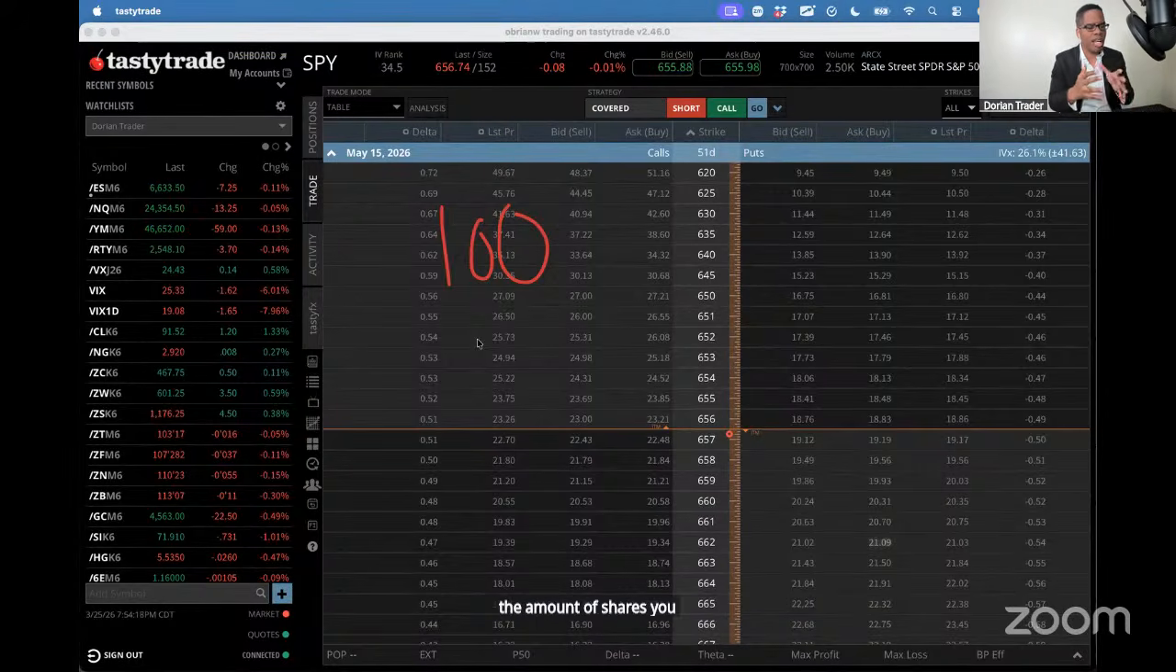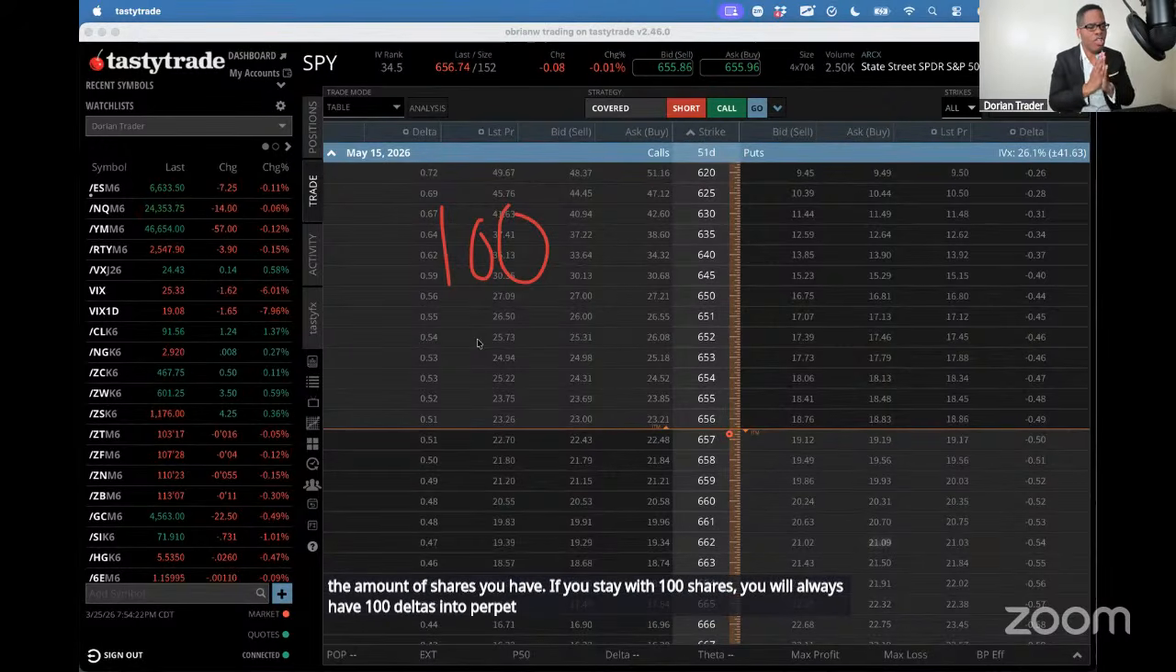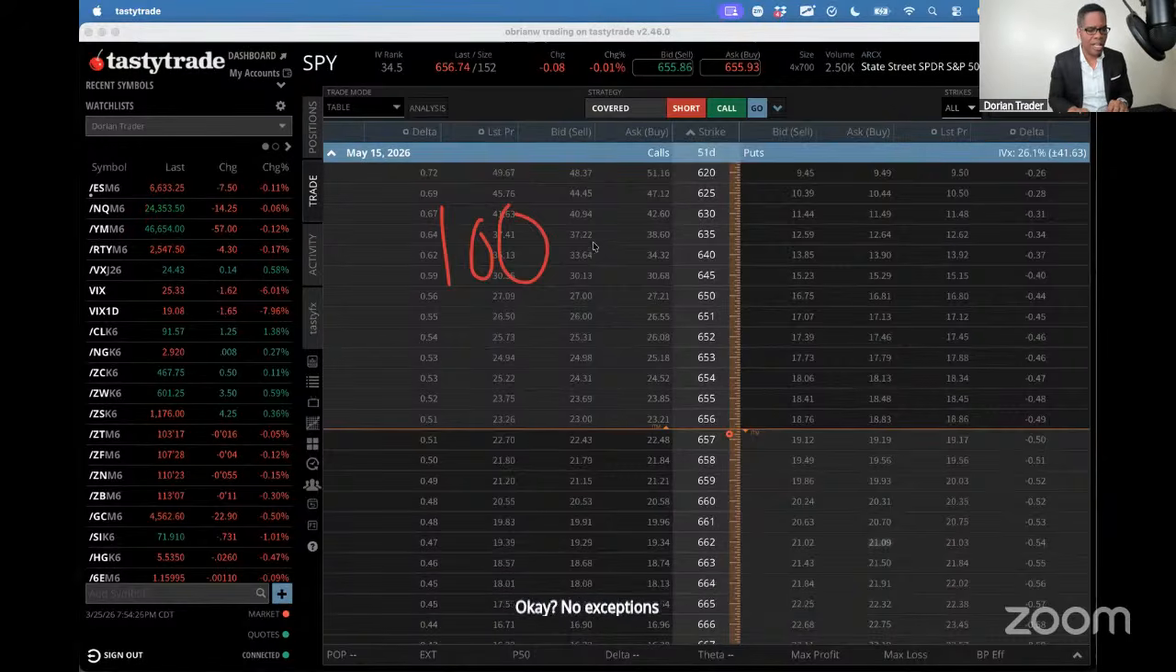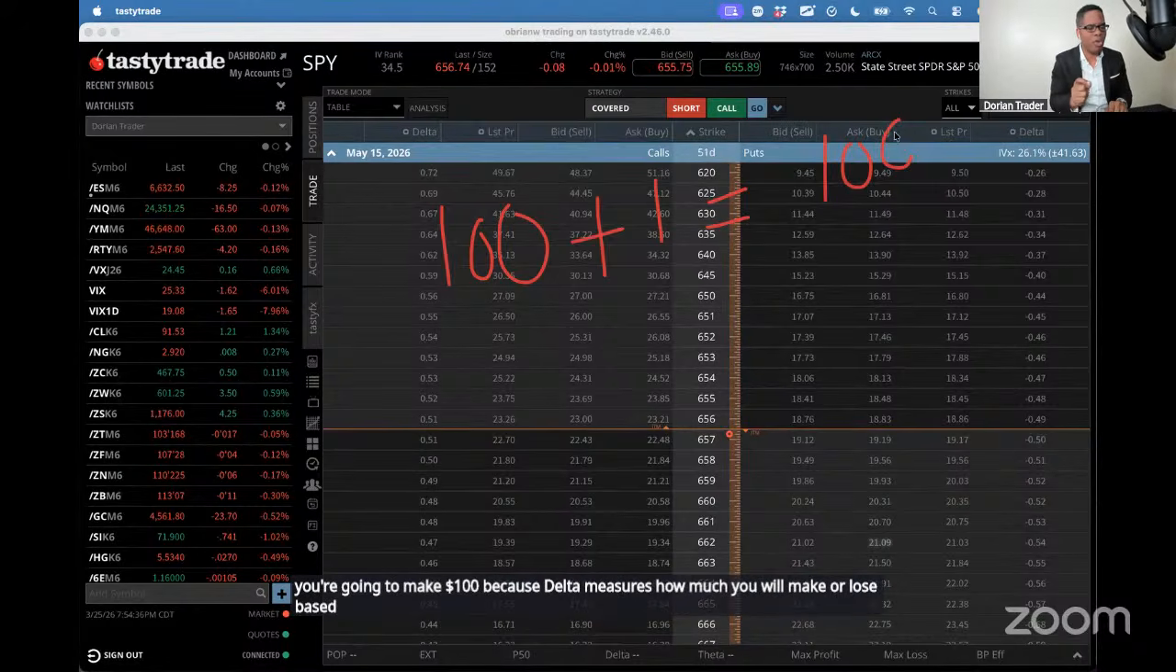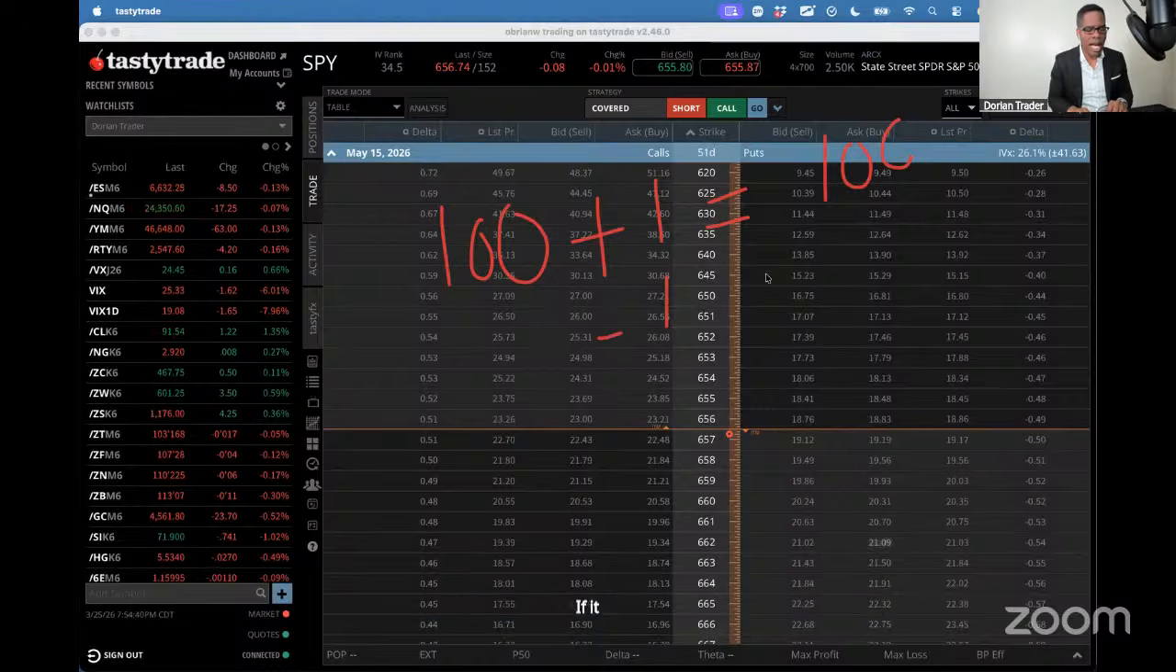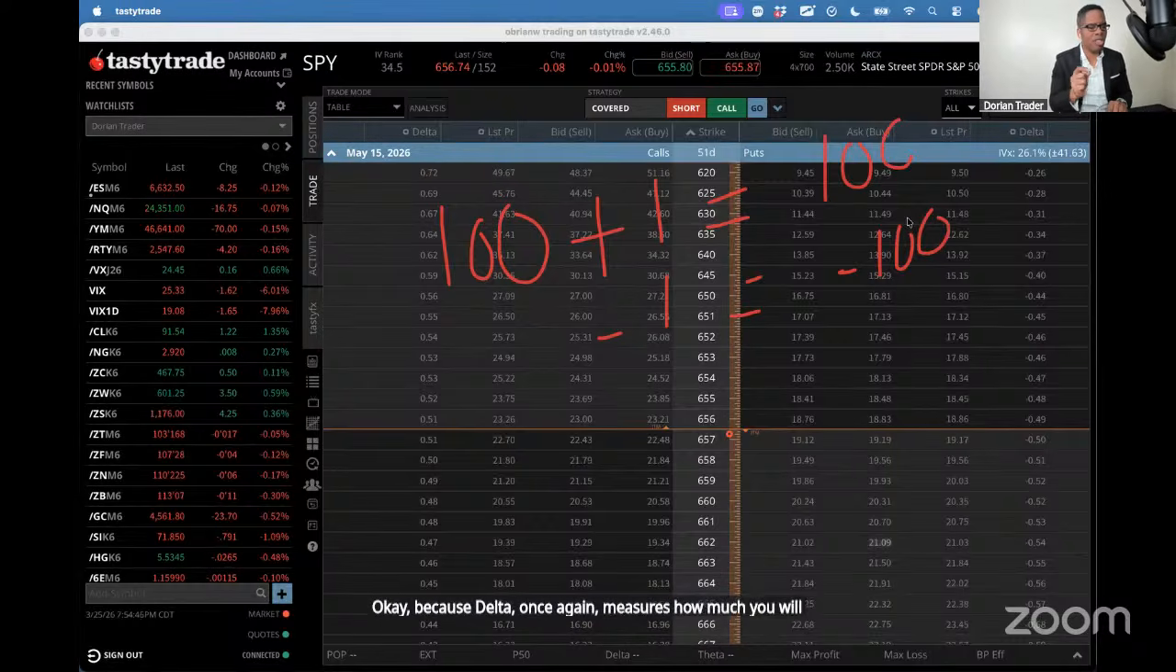If you stay with 100 shares, you will always have 100 deltas into perpetuity. No exceptions to that rule. Okay, no exceptions to that fact. So if you have 100 shares and it goes up $1, you're going to make $100 because delta measures how much you will make or lose based on a 1 point move when it comes to directional risk. So if it goes down $1, you're going to lose $100. Okay, because delta once again measures how much you will make or lose based on a 1 point move.